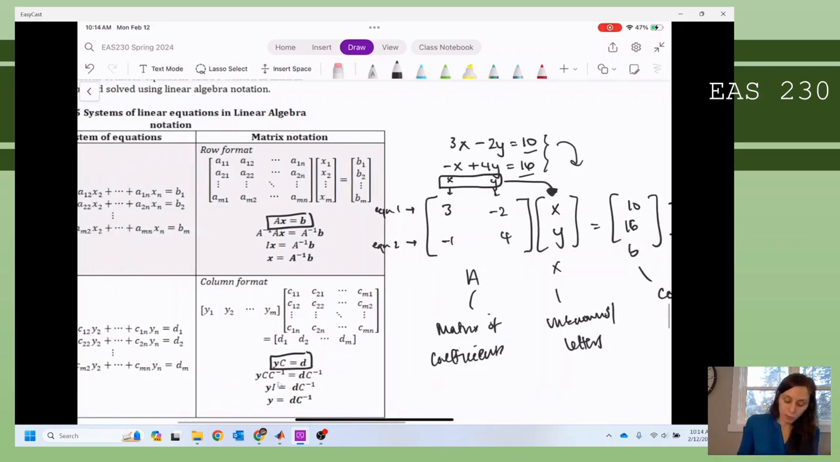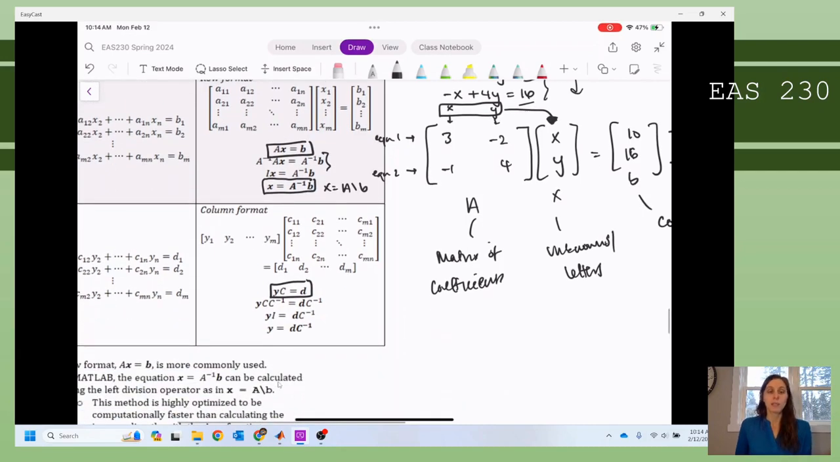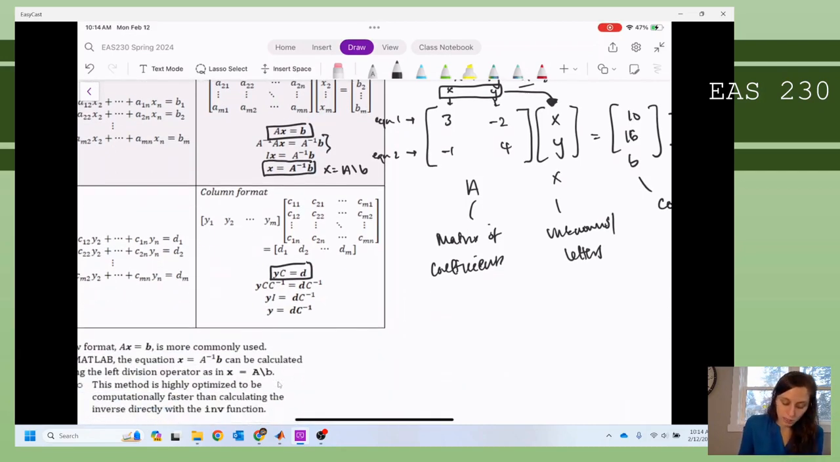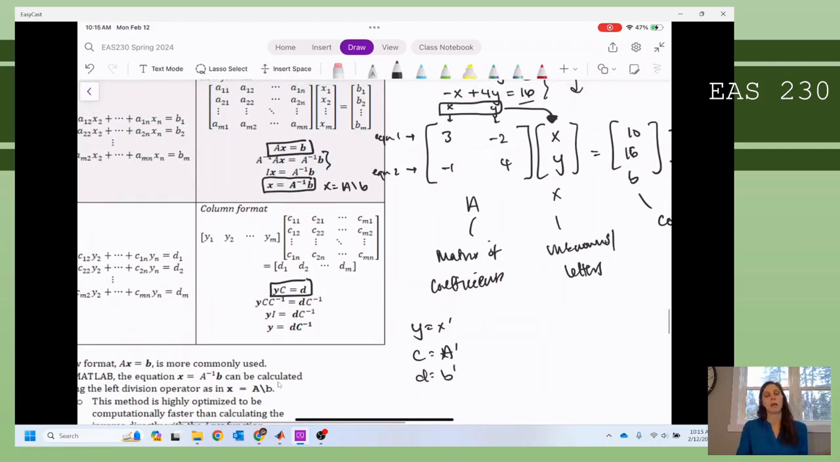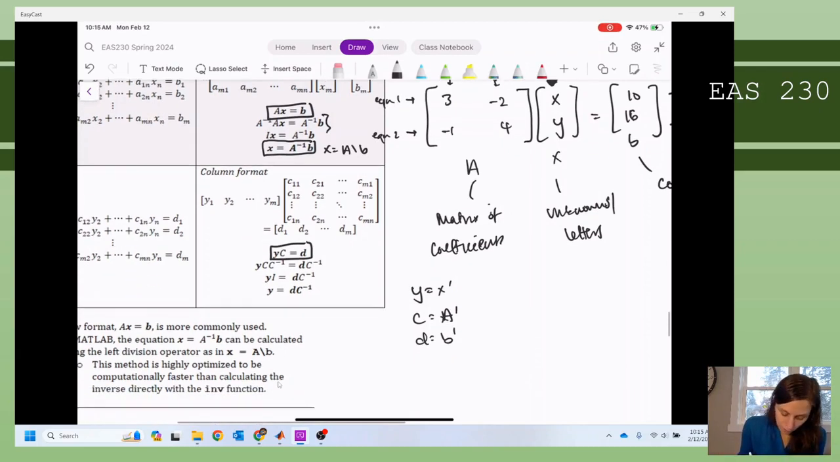If we do that, then my solution, you can see the math here, ends up being X equals A inverse times B, or in MATLAB notation, X equals A left divide B. Similarly, if I have YC equals D, it's the same thing. Y is the transpose of X, C is the transpose of A, and D is the transpose of B. So we will focus on AX equals B, and if you want to do YC equals D, that's totally fine. The solution here is D times C inverse, or D right divide C.